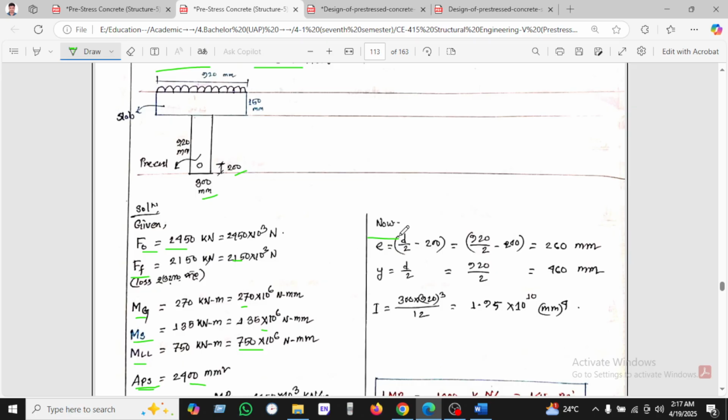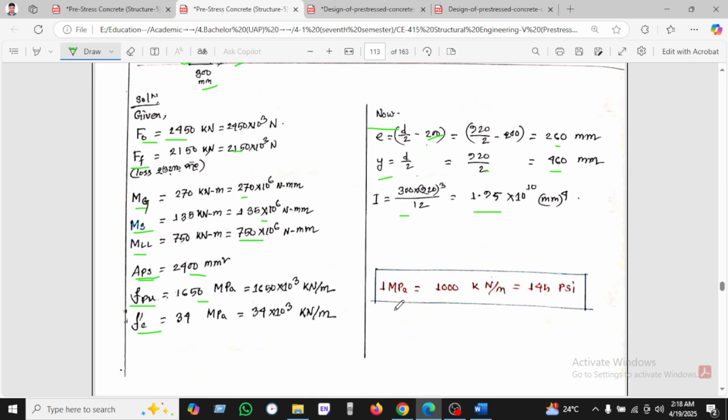Now we will calculate e equal to d divided by 2 into 200. How will we calculate 200? This is the tendon location from the bottom. This is the 200, and we found this value. Y equal to d divided by 2, as we know the d value is given as 920. This is the girder depth divided by 2, and the moment of inertia I is found.